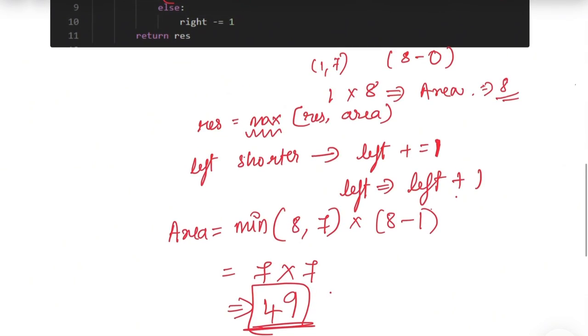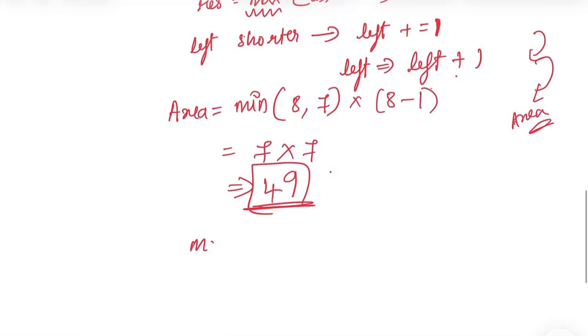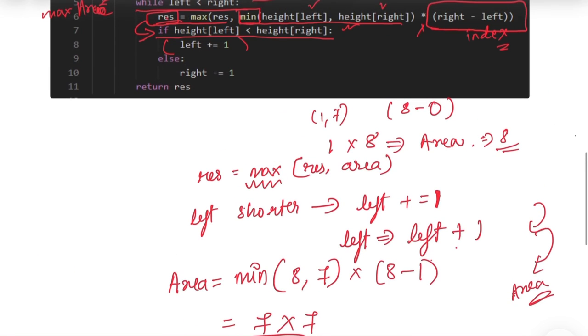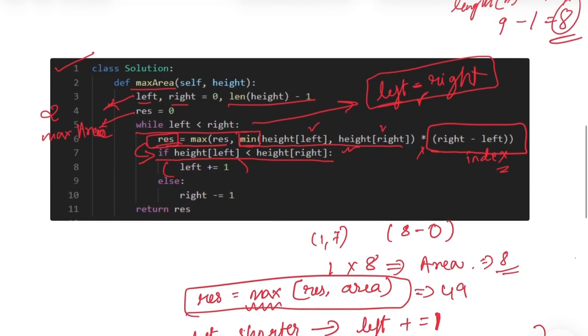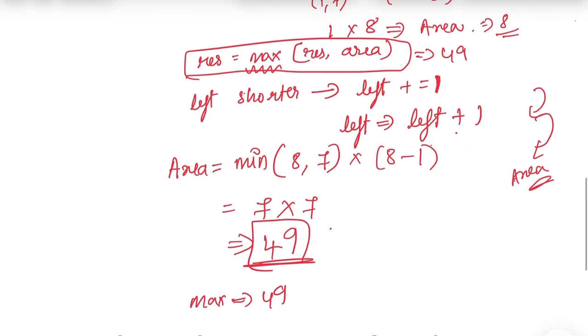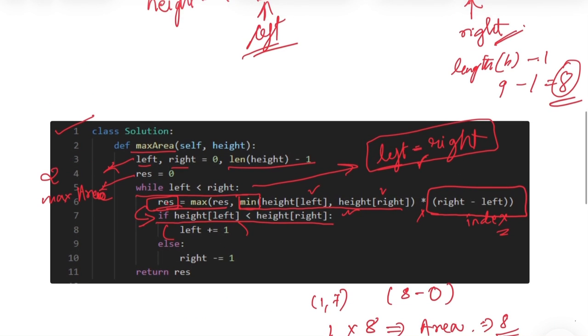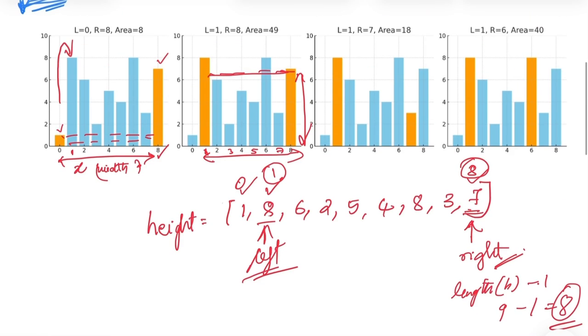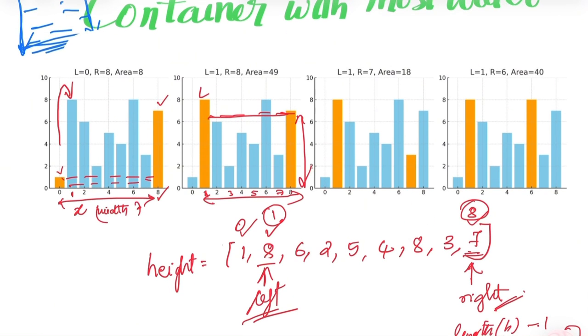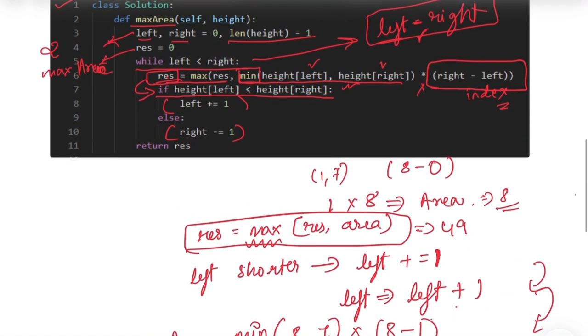If we keep doing this, the function keeps on repeating and finding out all the areas, and the maximum will be this one, 49. See, we have the maximum area. And for the next step, what happens? Again, we have to calculate the area, right? For the next step, check this. See, this is left and this is right. Which is shorter in this? Right is shorter, right? So what will we do?